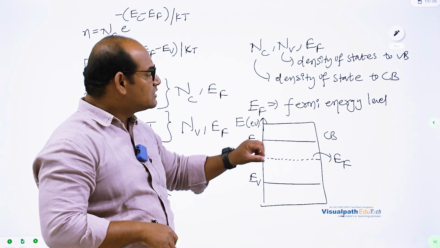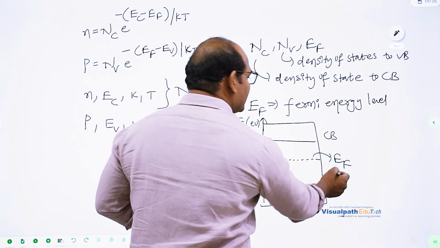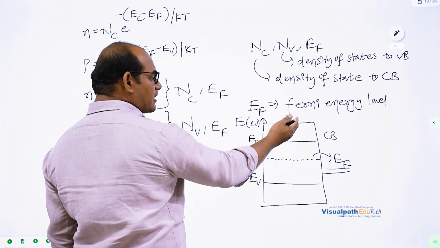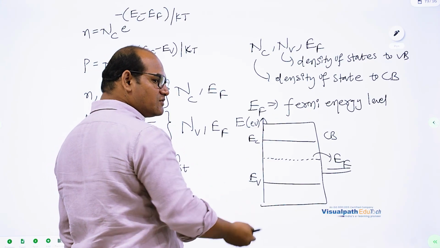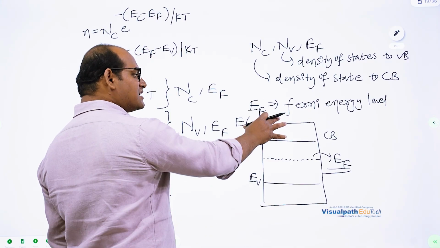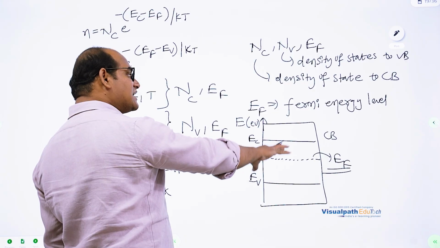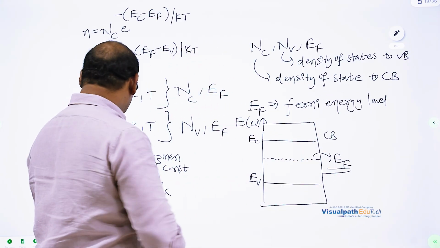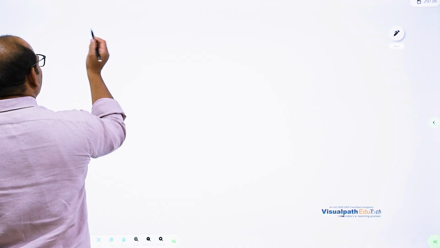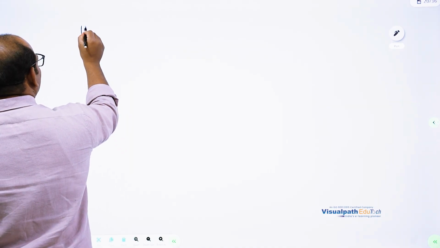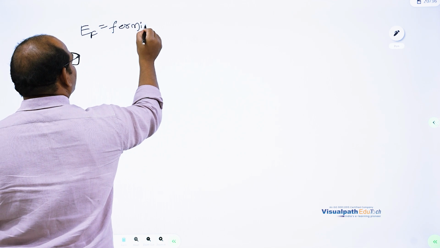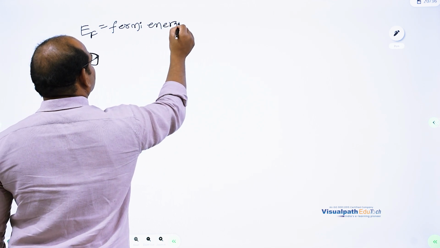To understand the Fermi energy level Ef, it is one of the energy levels. So many energy levels are there. On the y-axis each value is representing one energy level only. Out of all the energy levels, this Ef is the Fermi energy level. So about the Fermi energy level I am talking now.